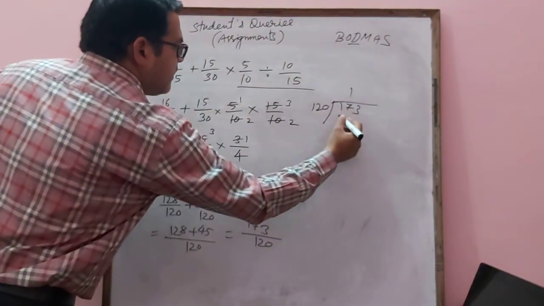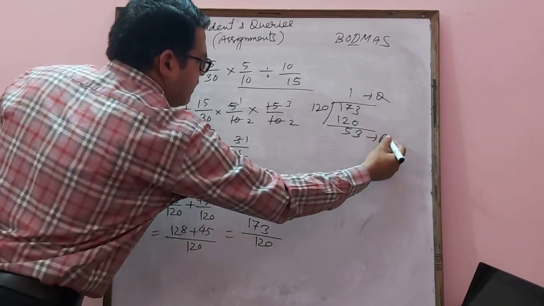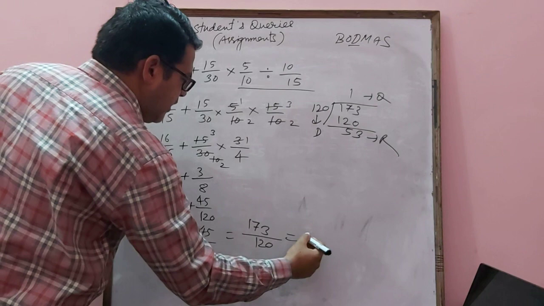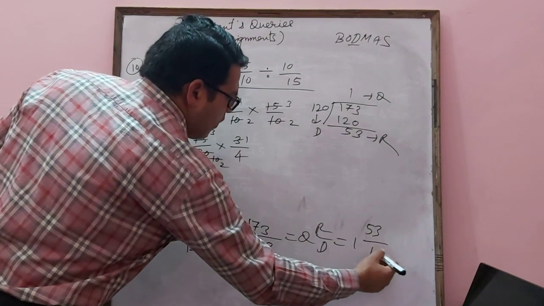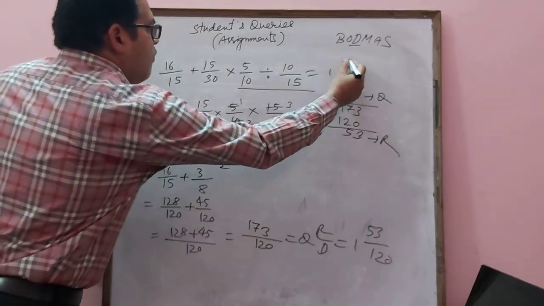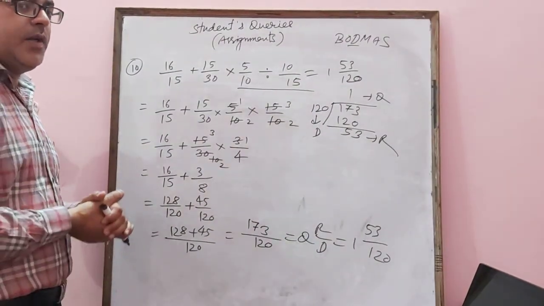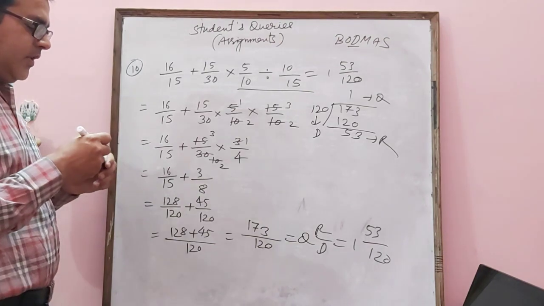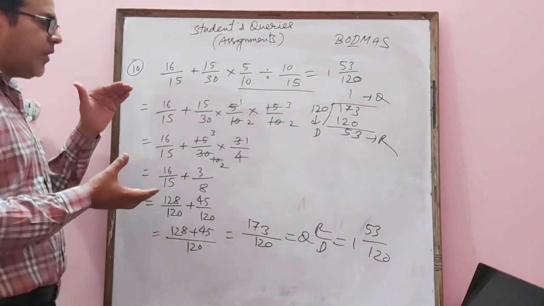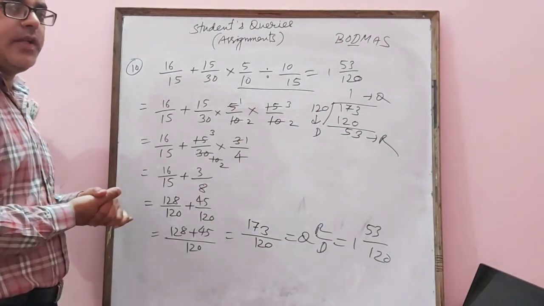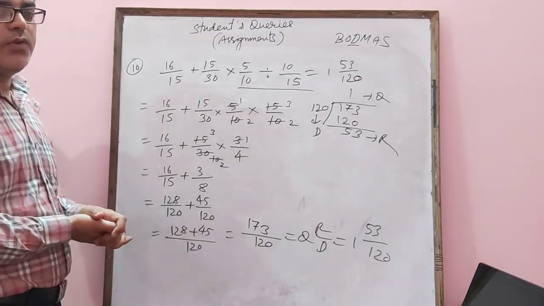One time. So this is quotient, remainder, divisor. So what can we write? Quotient, remainder by divisor means 1 whole 53 by 120. 1 whole 53 by 120 is the answer for question number 10. Hope you understand. This was a little bit complicated, but if you are continuously practicing such types of questions, these questions are very simple for you.